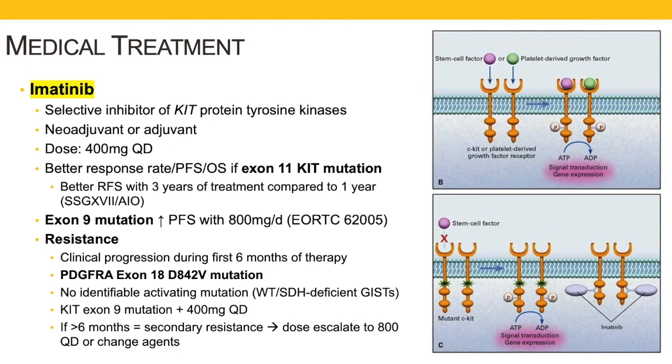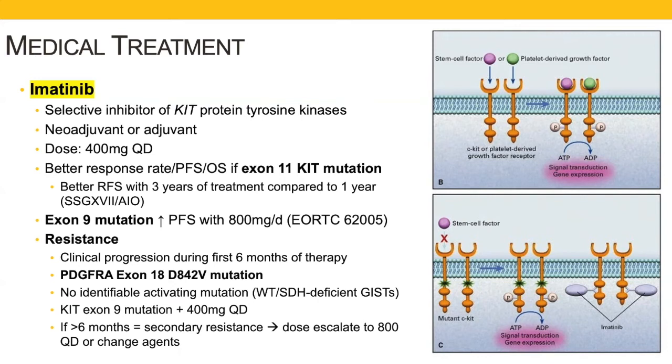Sometimes patients do develop a resistance to Gleevec, which is defined as clinical progression within the first 6 months of therapy. Specifically, you'll see this a lot in the exon 18 D842V mutation. So if you have a patient on Gleevec and they're not responding, consider getting this genotyping study to see if that's why they're resistant.